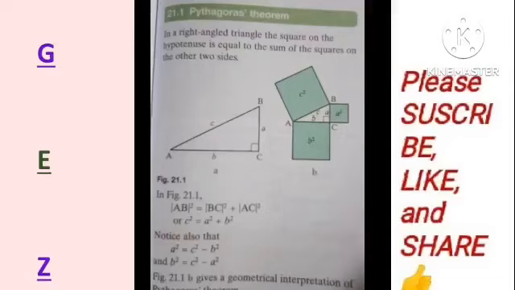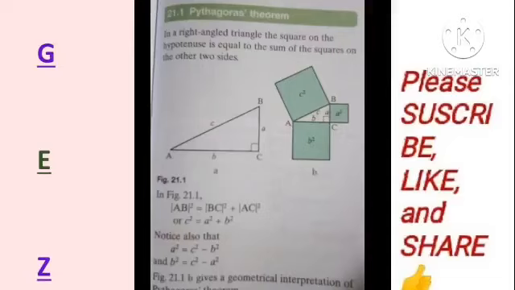So as you can see in this diagram, in figure A, we have a right angle triangle, and the reason why we know it's a right angle triangle is that the angle ACB is a right angle. Now in figure 21.1, AB squared is equal to BC squared plus AC squared, or you can say C squared equals A squared plus B squared. Now that is one property of right angle triangles.